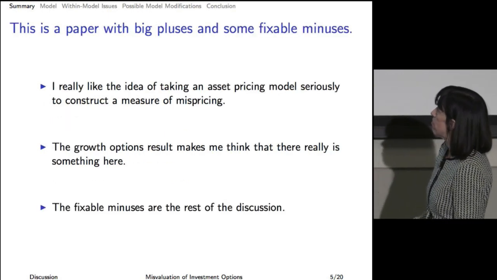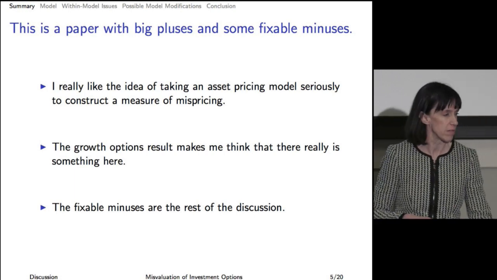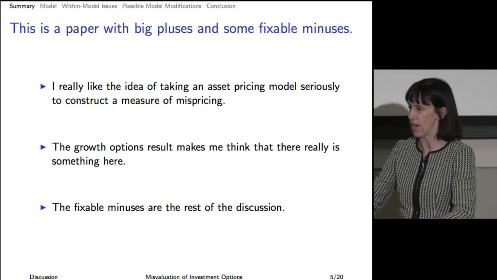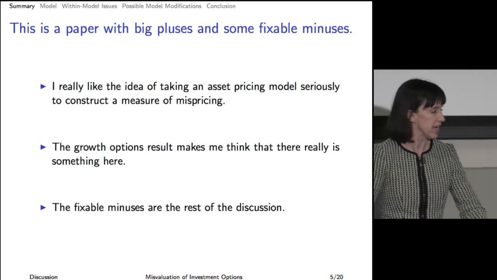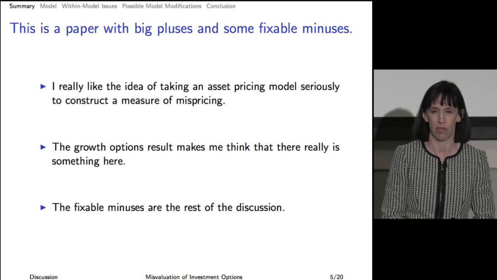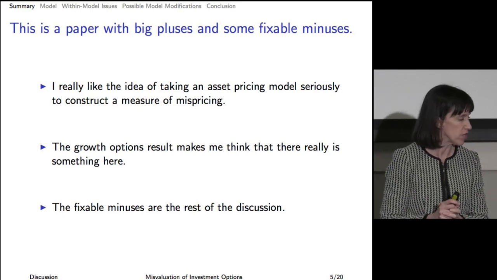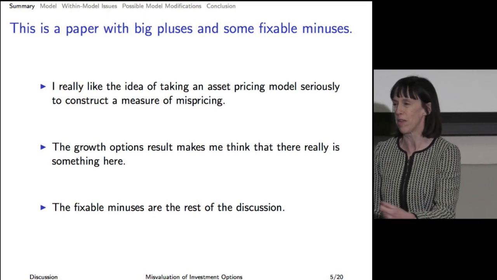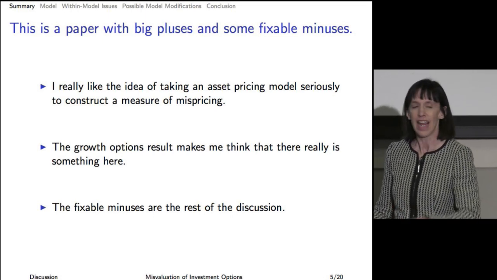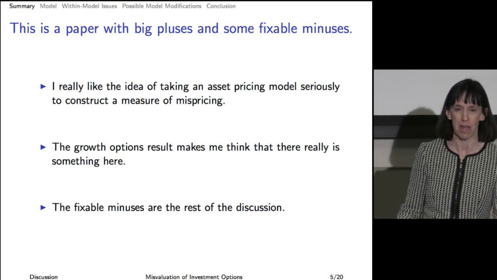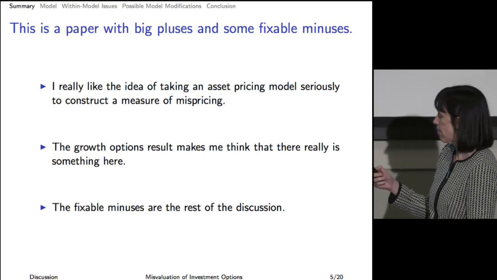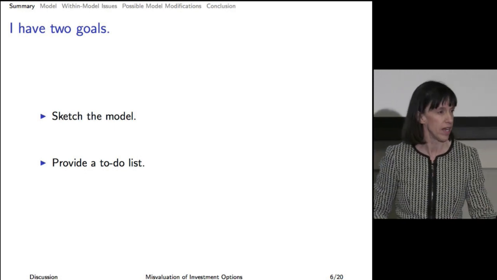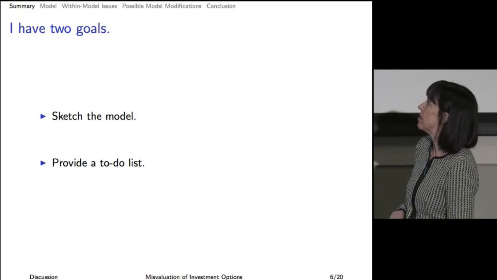So I think this is a paper with some big pluses and some fixable minuses. I really like the idea of taking an asset pricing model seriously, applying it empirically, and trying to quantify mispricing. That's awesome. I think that's a great approach. And as I said before, that growth options result makes me think there probably really is something here. The rest of my discussion is going to be about what I think could be fixed. I'm going to do this in two parts. I want to sketch the model, and then I'm just going to provide a to-do list.